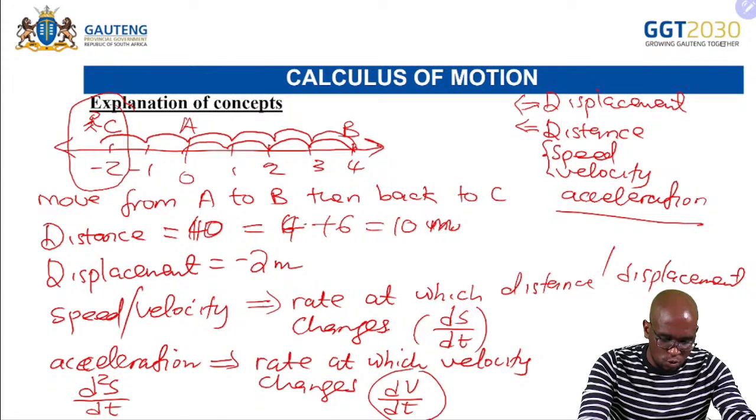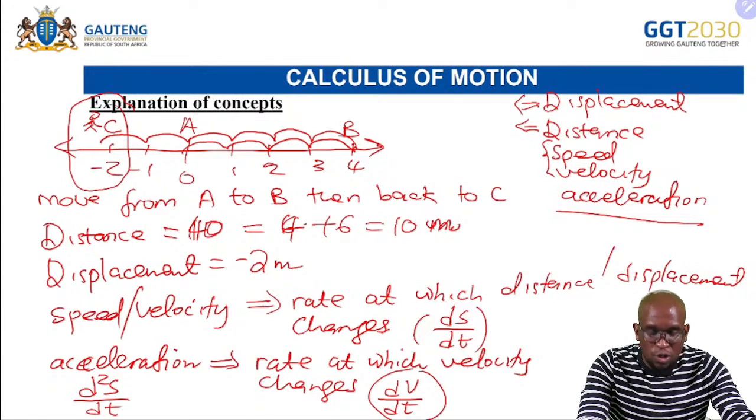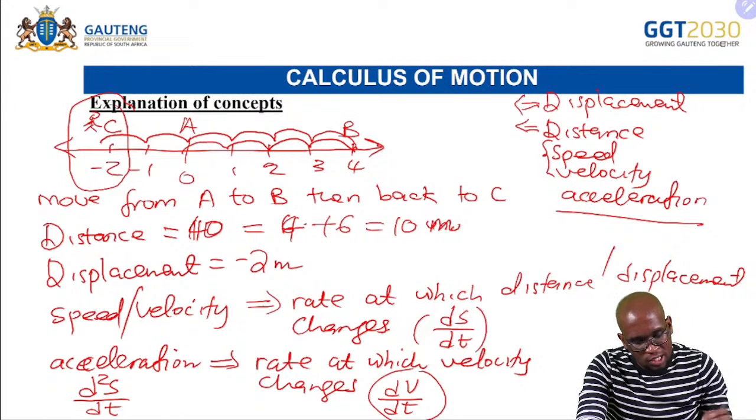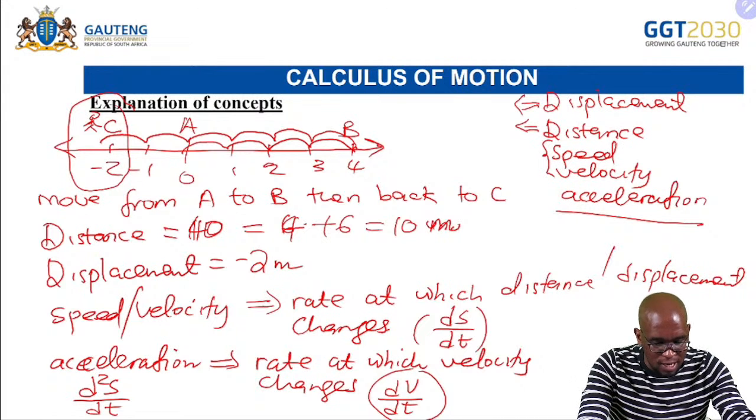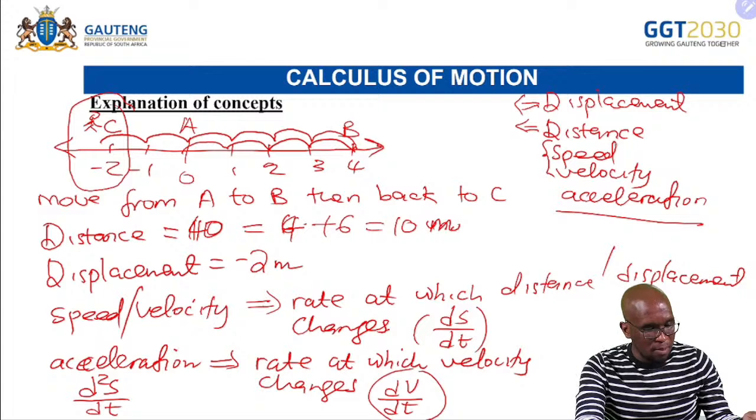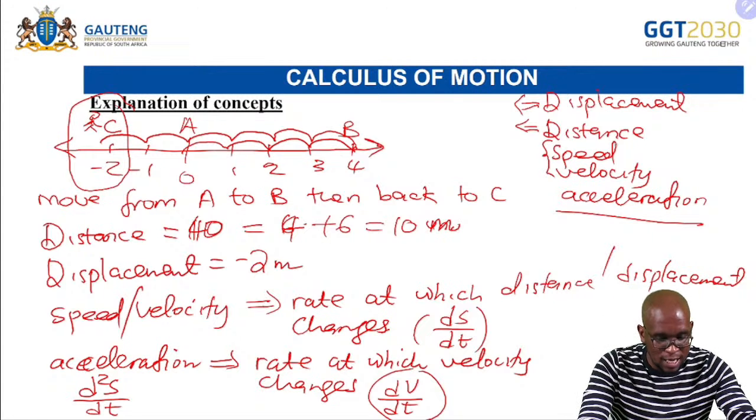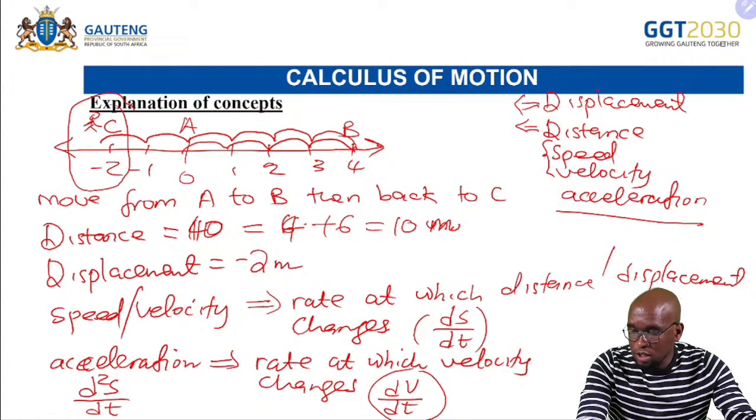Acceleration, rate at which velocity changes. Speed and velocity, rate at which distance or displacement changes. Displacement and distance, change in position. Also, the maximum length or the total length to which you have moved from one position to the next.